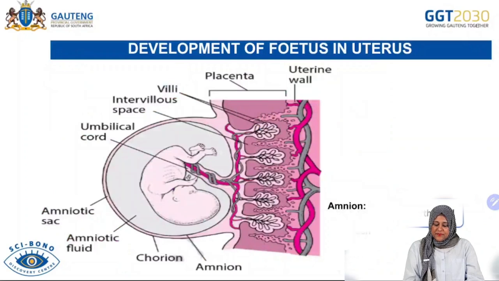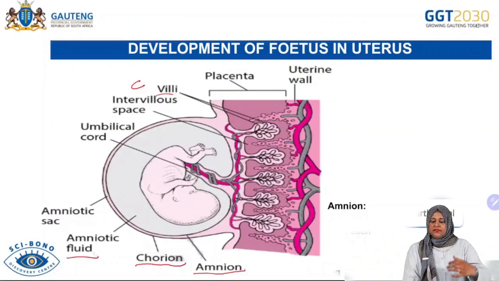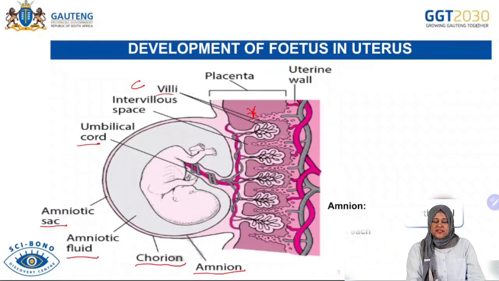The inner one here is the amnion, which produces the amniotic fluid. This is the amniotic sac. Here we have the umbilical cord, and the chorionic villi is this one here. So these finger-like projections of the chorion project into blood spaces in the uterus of the mother. They provide maximum contact with maternal blood. Together with the endometrium, or the uterine wall, and the chorionic villi, it forms a structure here called the placenta.